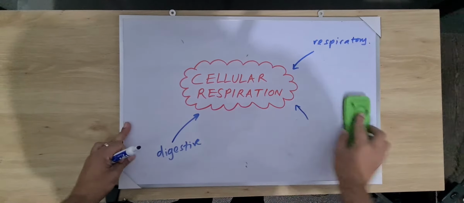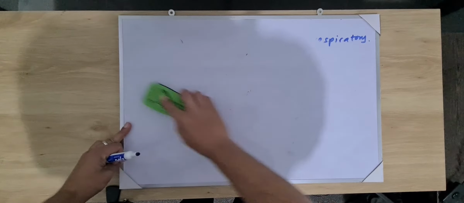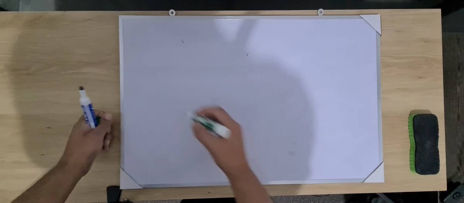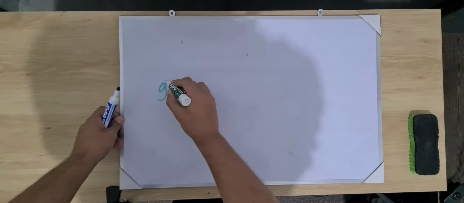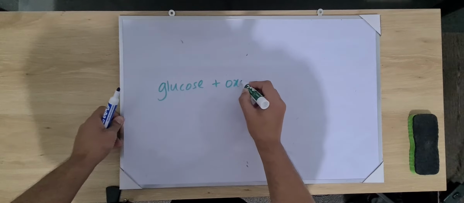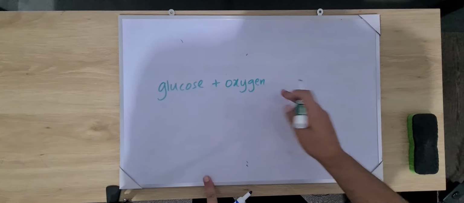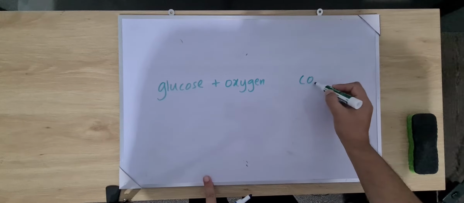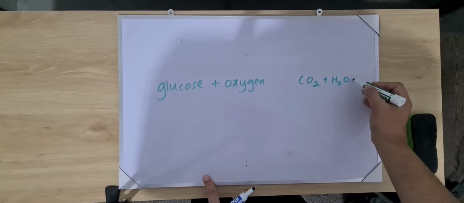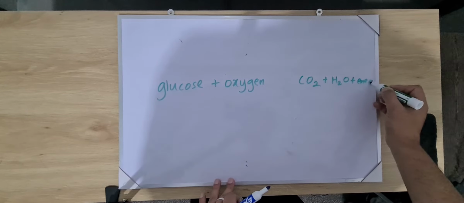Now, as we know, each reaction needs reactants and a product. So we know that we've got glucose plus oxygen reacting in the cell to provide us with CO2, which is carbon dioxide, H2O, which is our water, and the much needed energy for survival.